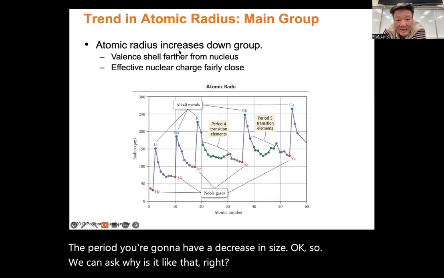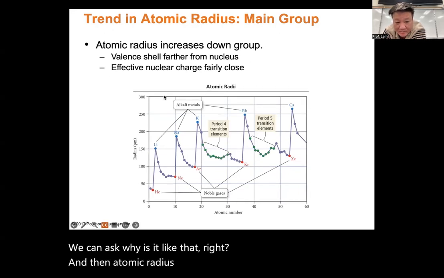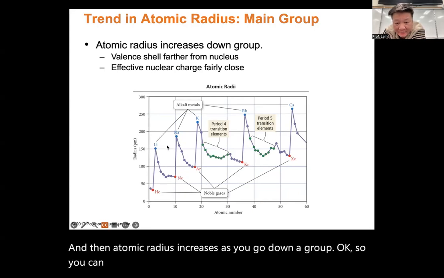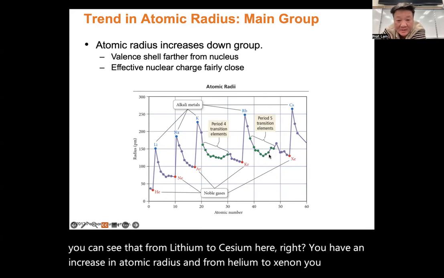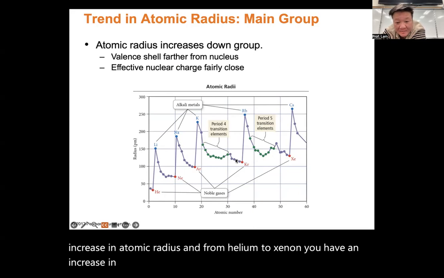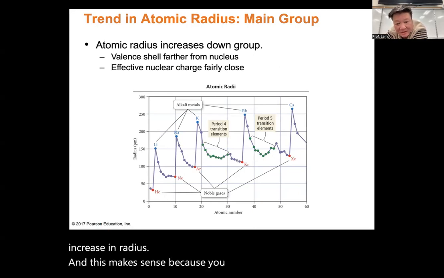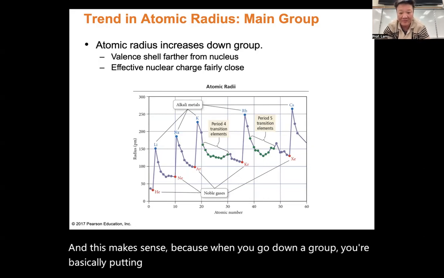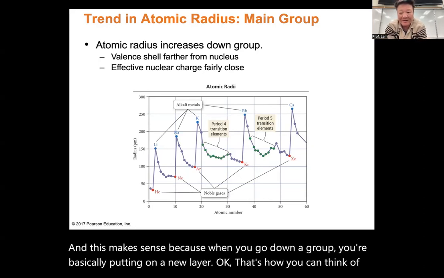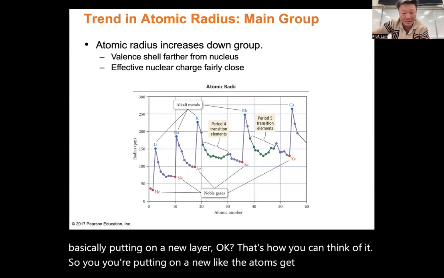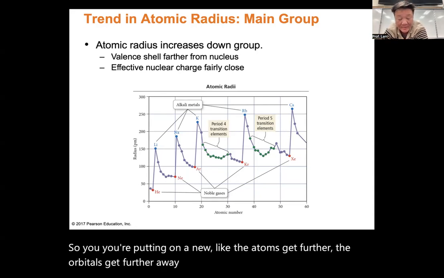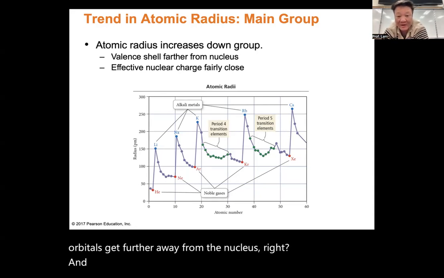Oh, and then atomic radius increases as you go down a group. So you can see that from lithium to cesium here, right? You have an increase in atomic radius, and from helium to xenon, you have an increase in radius. And this makes sense because, when you go down a group, you're basically putting on a new layer. That's how you can think of it. So the orbitals get further away from the nucleus, right? And so, of course, you're going to have a larger atom.